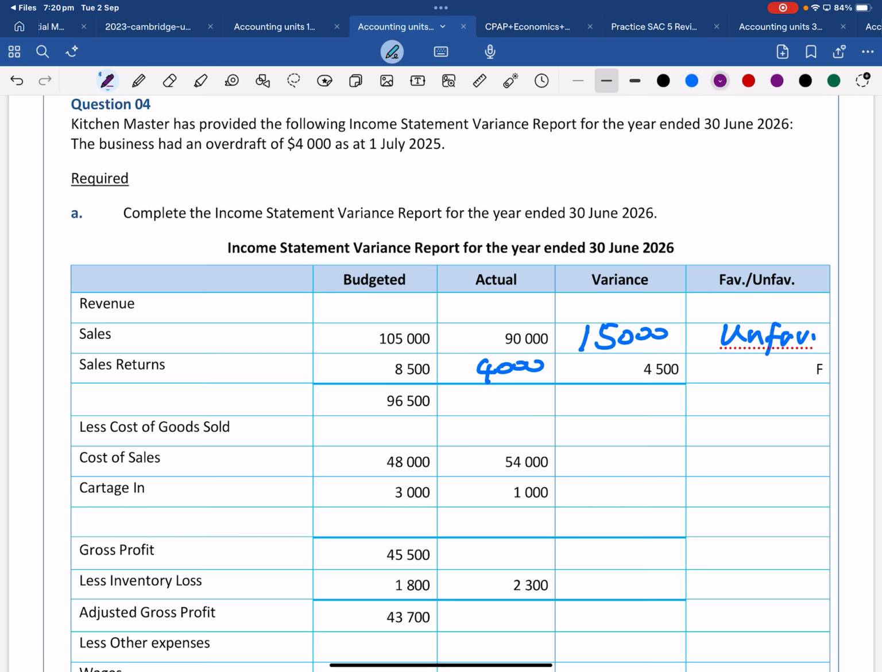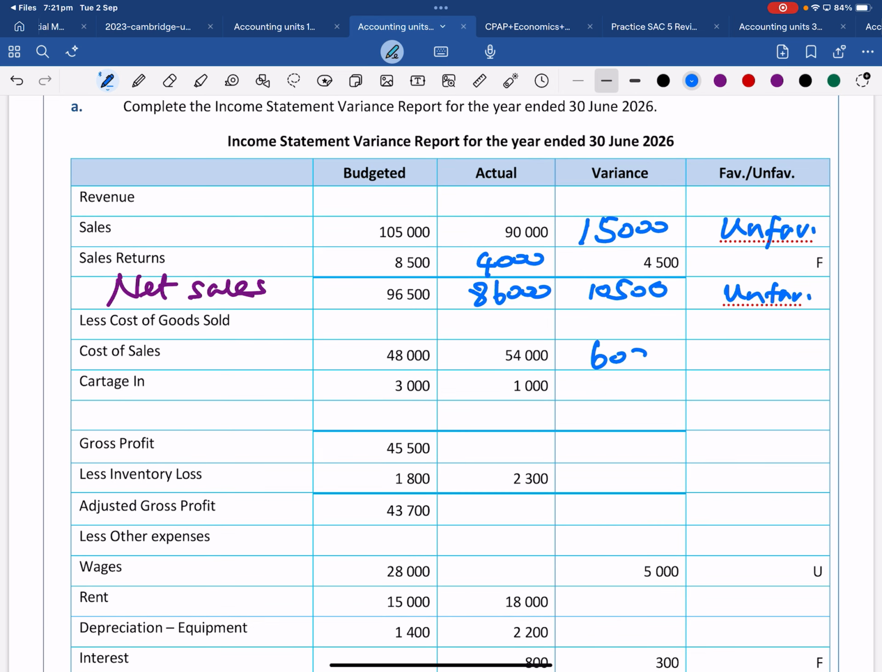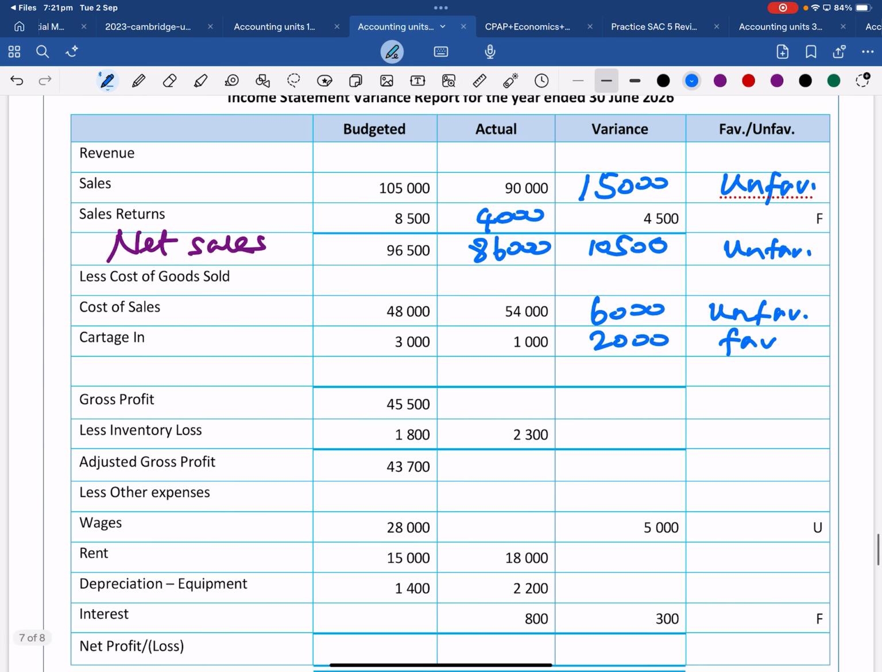This is the net sales, guys. How much is it? 86. Right. And then variance here is 10,500. Then good or bad? Unfavorable. Right. Then cost of sales. Unfavorable. Cartage in. Gross profit 31,000.